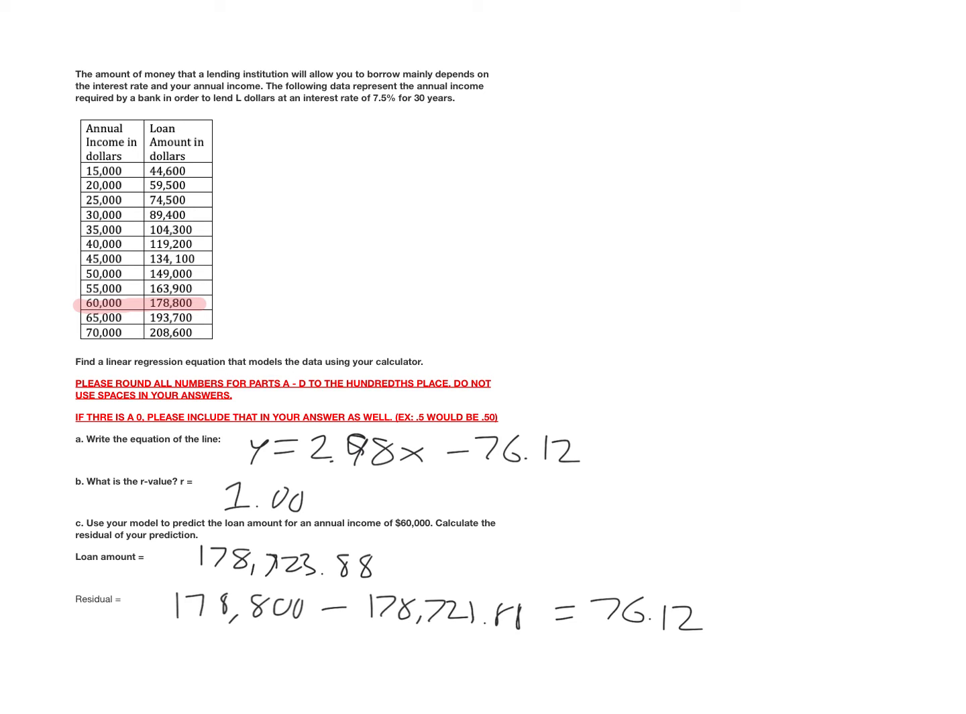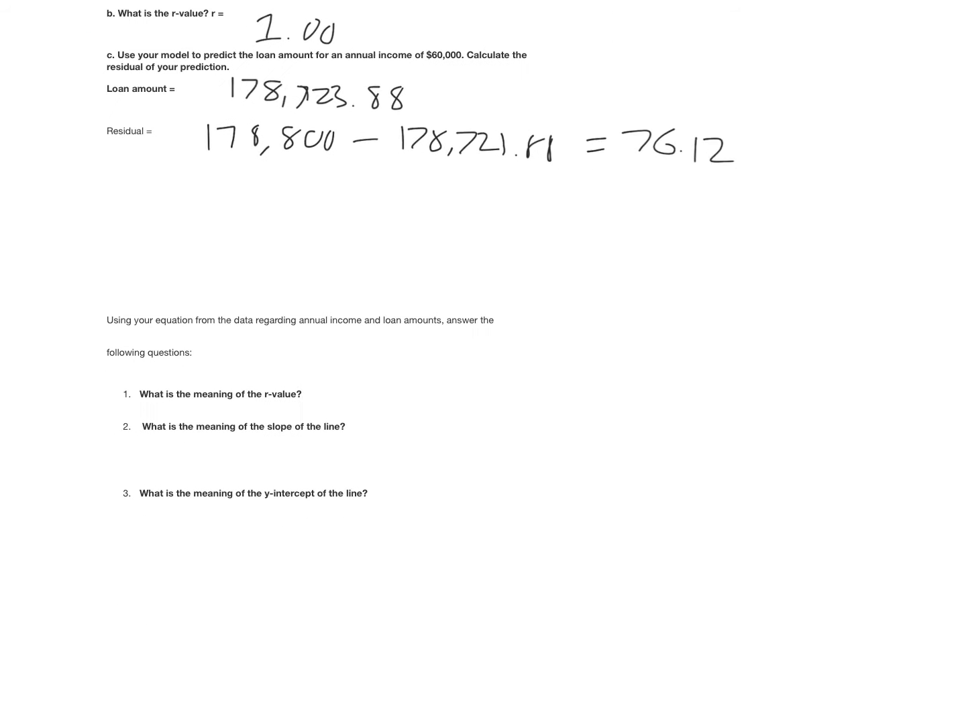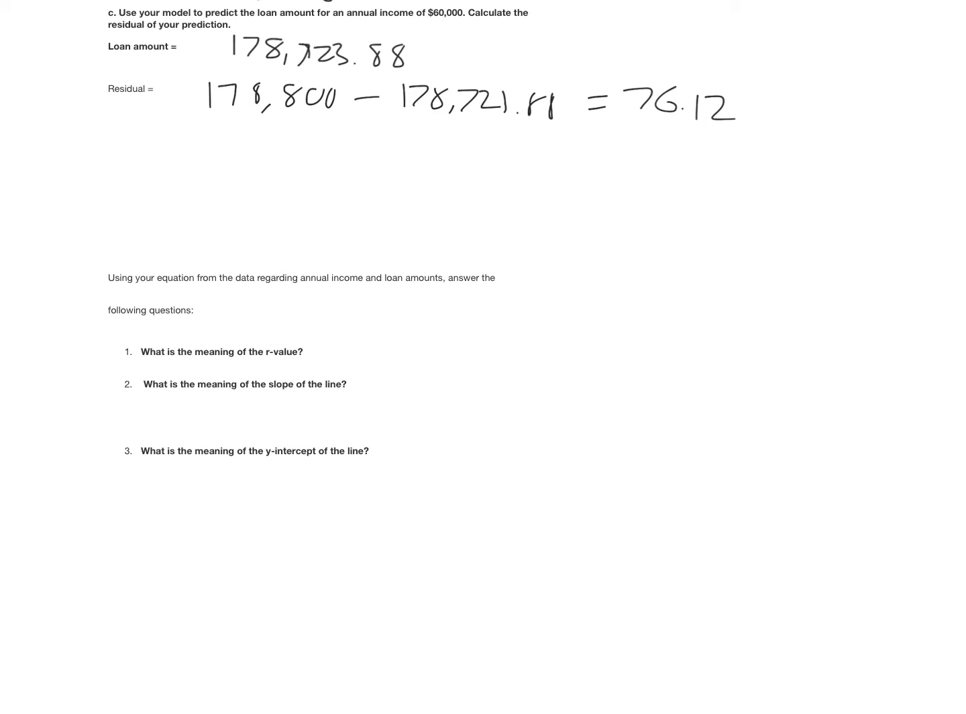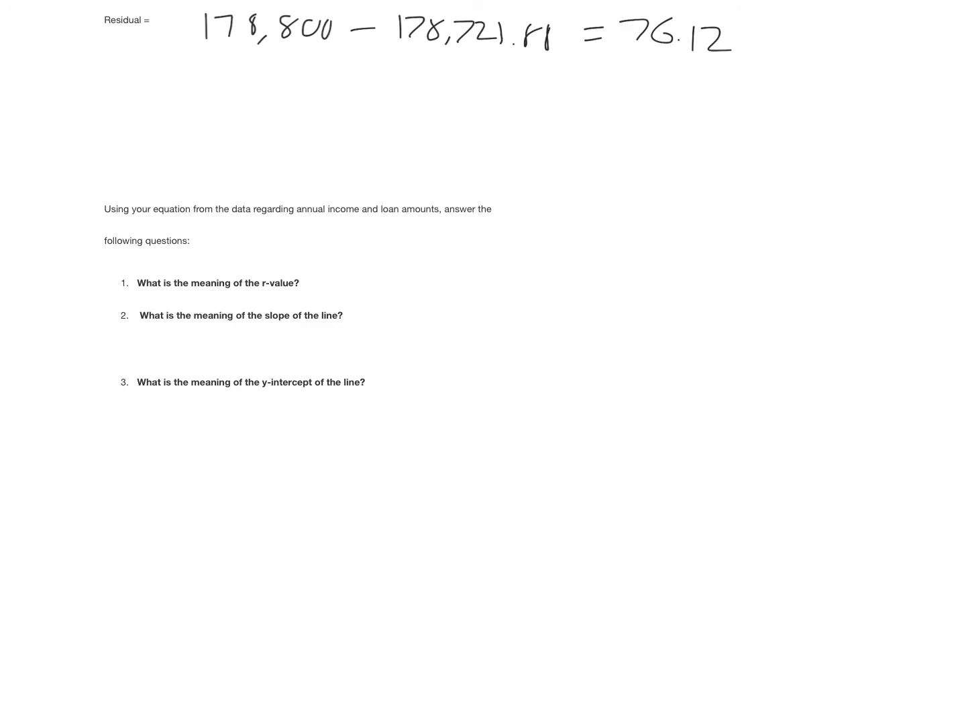Number 7 then is kind of asking us to interpret some of these things. What does the R value mean? What is the meaning of the slope? What is the meaning of the y-intercept? And R value, remember, R is always a number between -1 and 1, and the closer to either -1 or 1, the stronger the correlation. And then we want to say which side it's on. So is it a positive correlation or a negative correlation? So in this case, we would say we have a very strong positive correlation.